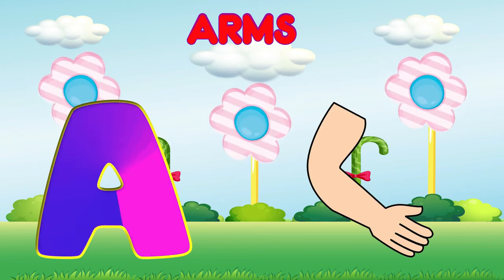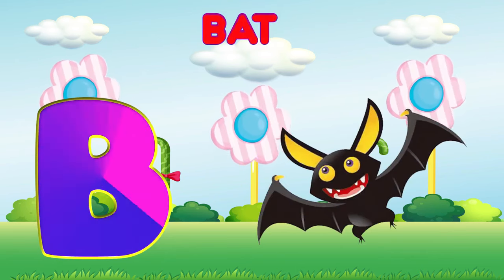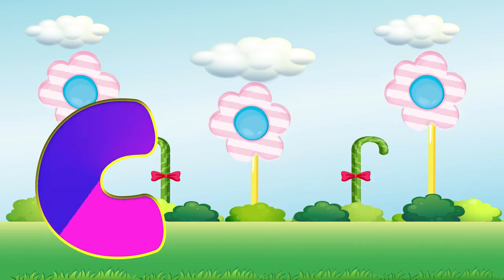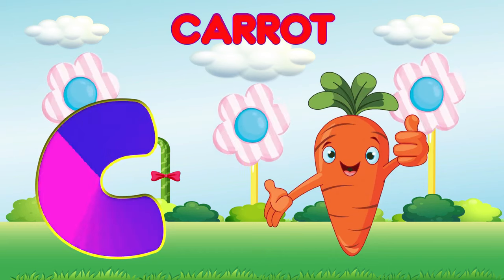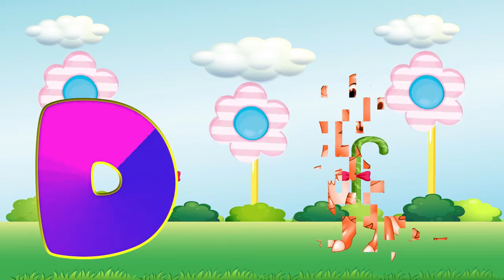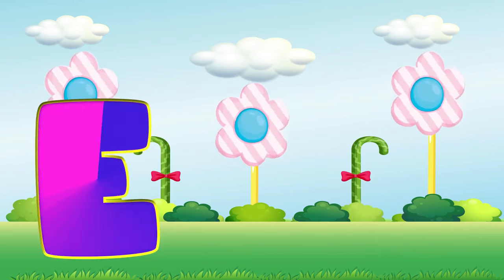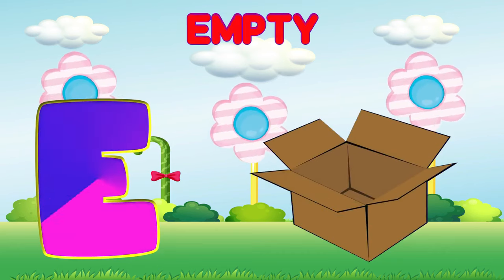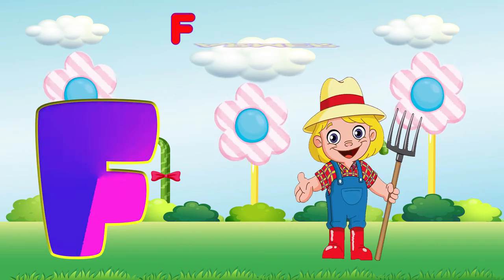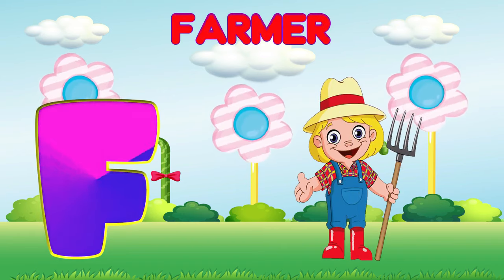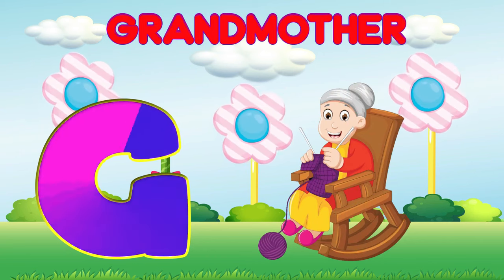A for arms. B for bat. C for carrot. D for dinosaur. E for empty. F for farmer. G for grandmother.